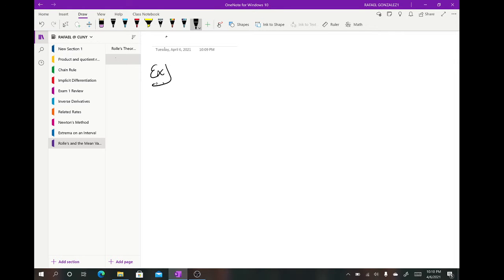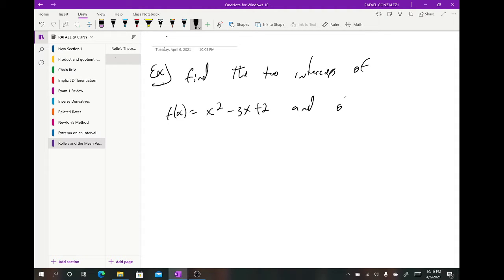All right, so let's work with an example using Rolle's theorem. We are told to find the two intercepts of f of x is equal to x squared minus 3x plus 2, and to show that f prime of x is equal to 0 at some point between the intercepts, between two intercepts.